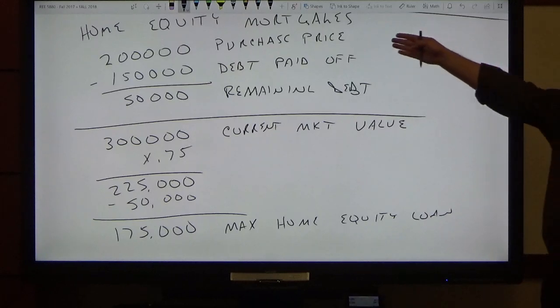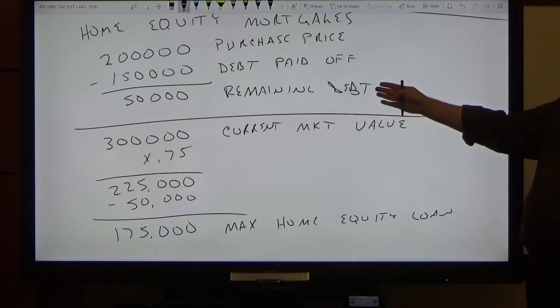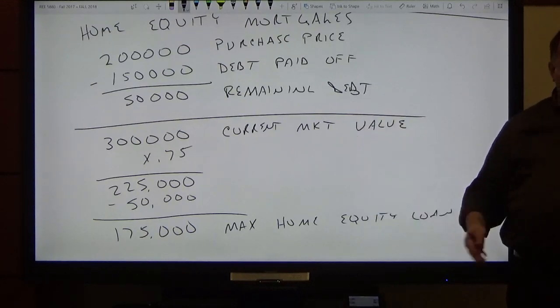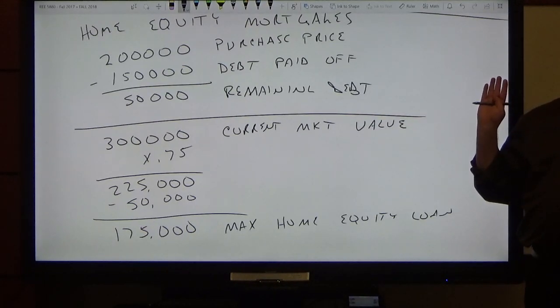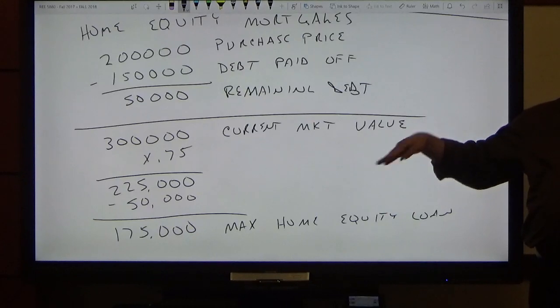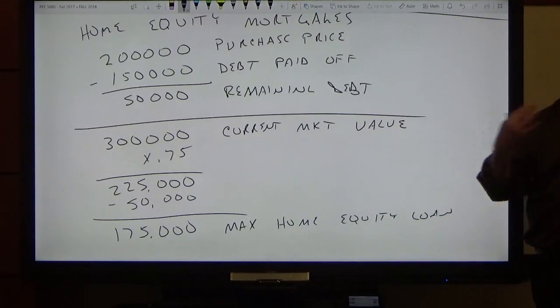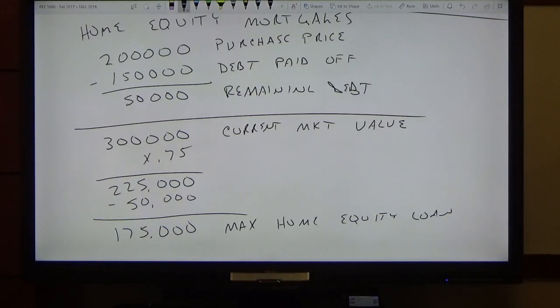You bought it for this amount, you paid off a good portion of it, you've got this remaining in debt, but it's now worth this, and they're saying, we'll loan you right now 75% of what the current market value is, minus whatever debt you have remaining, and you're able to pull a substantial amount of money out of that property to do what? Put into another property that you may want to purchase, okay? Or just take the money and run.